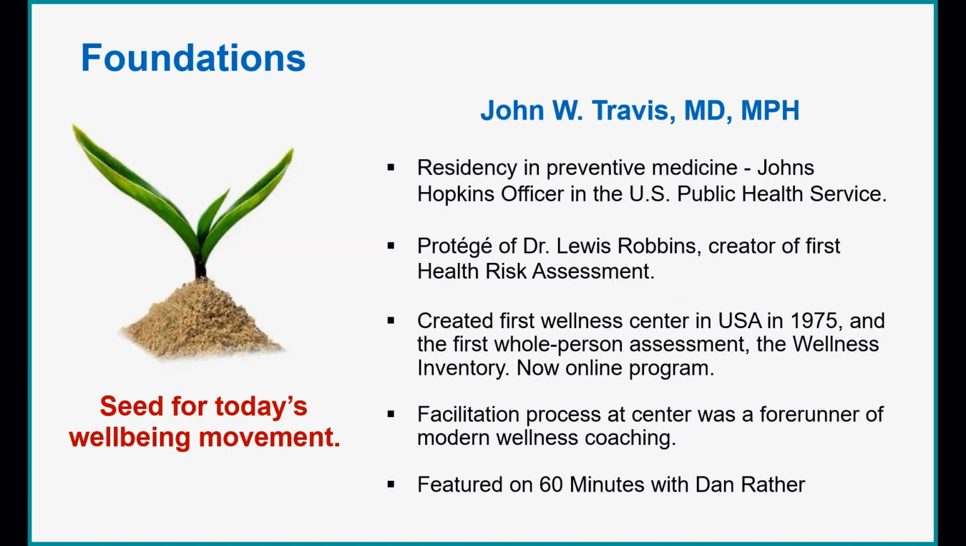And if we move forward about 10 years, we see the impact. Dr. John Travis, one of the founders of the modern wellness movement in the 1970s, was completing his residency in preventive medicine and working as an officer in the U.S. Public Health Service. And while he was at Johns Hopkins, he was also a protege of Dr. Lewis Robbins, who was the creator of the first health risk appraisal or assessment, also called HRAs. So Travis was in really good company, and he could have gone almost any direction he wanted to in public health. But one day he came across Dr. Dunn's book, High Level Wellness, and he had felt that something was missing in the public health model. And this new wellness, high-level wellness concept really fired his imagination.